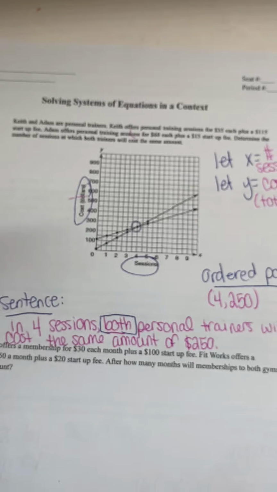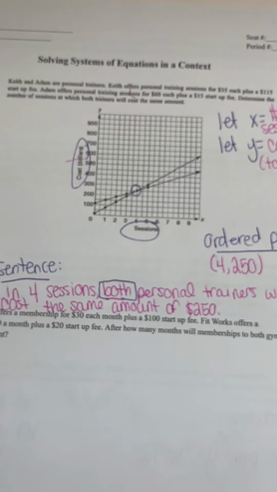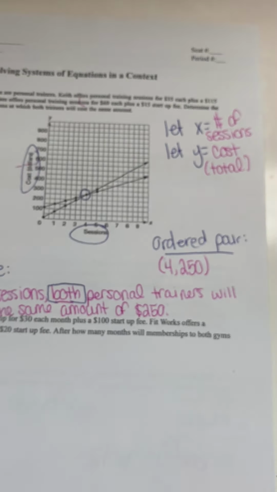Because remember, we are comparing two things. When we solve systems of equations, we are comparing two things. So it has to be both things meet at a certain point. So in 4 sessions, both personal trainers cost the same amount of $250.